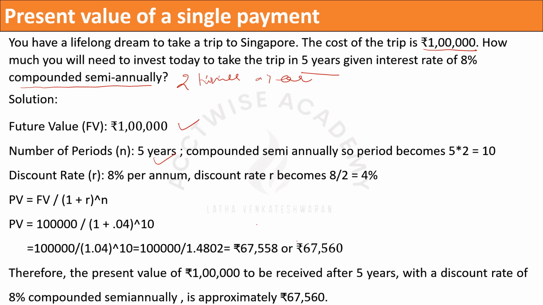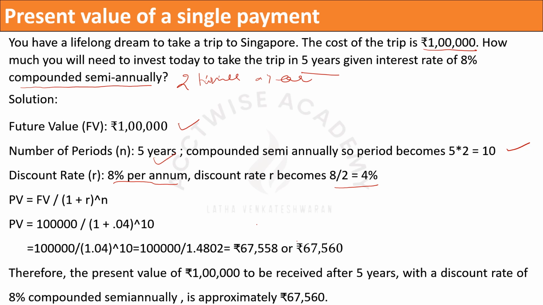So the period n becomes 5 into 2. 5 years into 2 times is 10. N is 10. Discount rate R is 8% per annum, so this is for 1 year. For half a year, the discount rate will be 8 divided by 2, 4%.